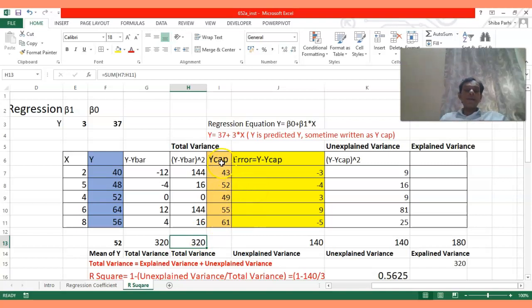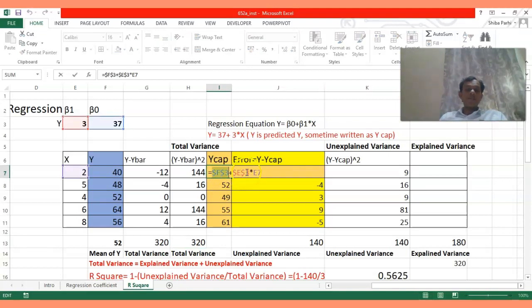Now the predicted value of y cap, if we do the calculation by taking 37 plus 3 into the value of x, then we will get the predicted y. So we got the predicted y also. After getting predicted y, let us check how far the predicted y is from the actual y. This is the actual y, this is the predicted y through the equation. Without looking at the value of y, only on the value of x, on the basis of this equation I am predicting the value of y. Can you see the difference?